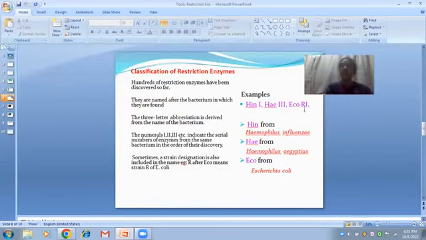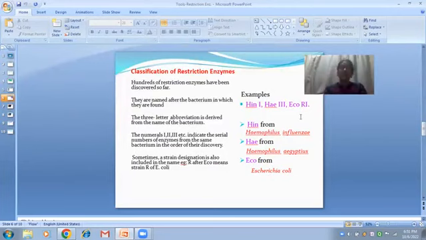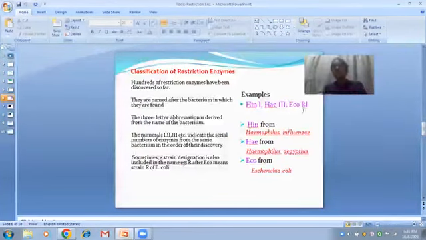And EcoRI means E. coli, Escherichia coli. This is also a bacterium. E means Escherichia and Co means coli, the species name. R, here the R is the extra part, meaning race. There are different races or varieties, even in bacteria. For a specific race, you have to use R. And the one means this is the first enzyme which was discovered. So this is the classification of restriction enzymes.